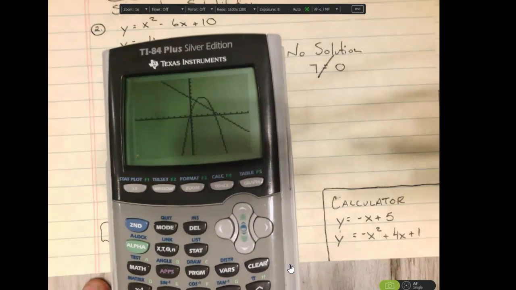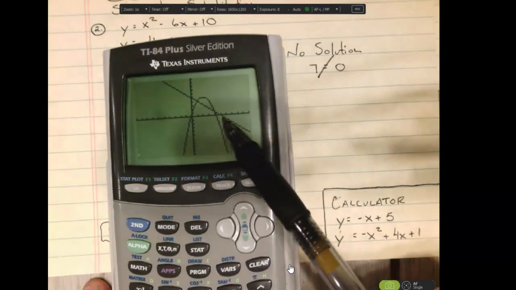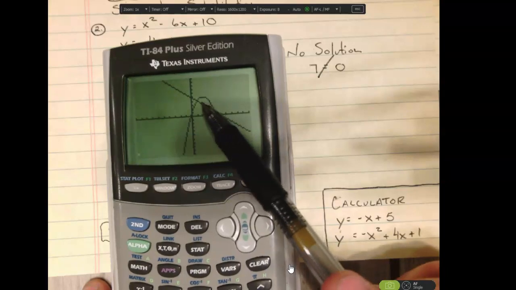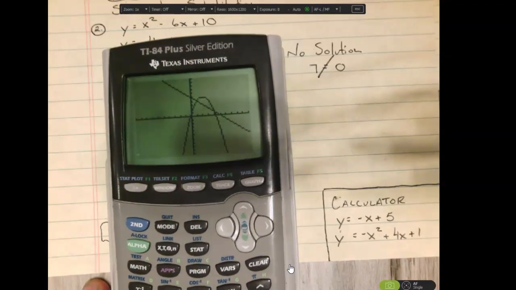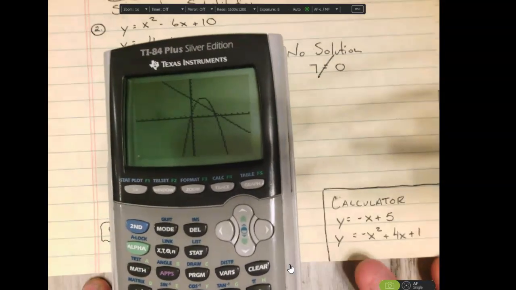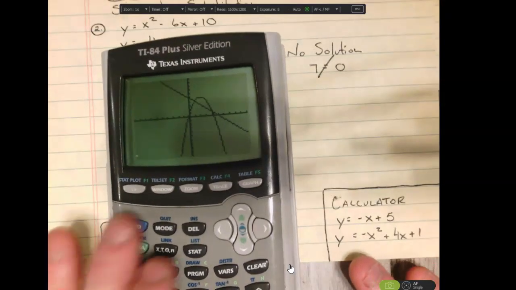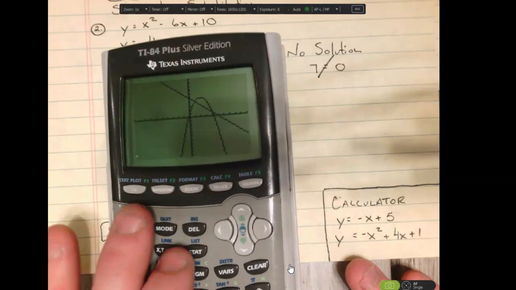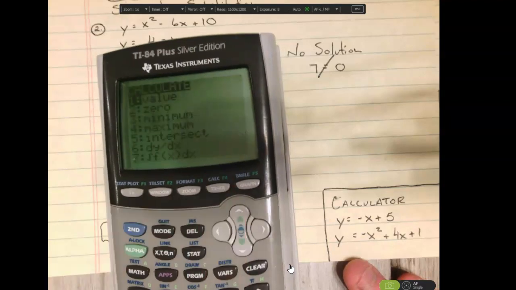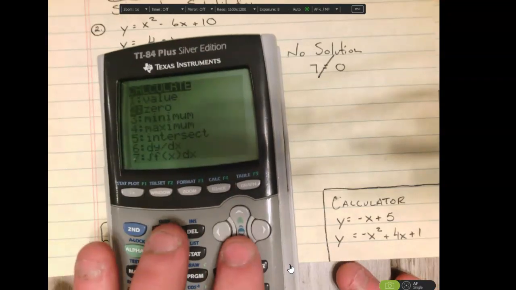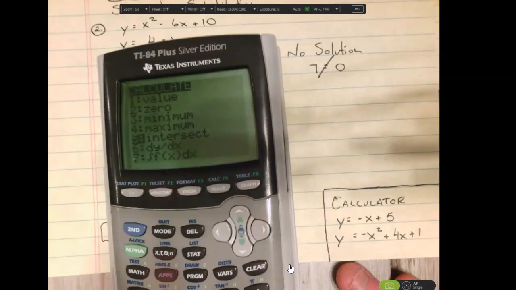I know this one has two solutions, and that's because my first solution is right here. My second solution is right here. I know that my linear equation passes through my parabola in two different spots. Maybe I want to find out what those two solutions are going to be. If I go to my calculator and I hit second and this button that says trace, I can arrow down to number 5 where it says intersect.